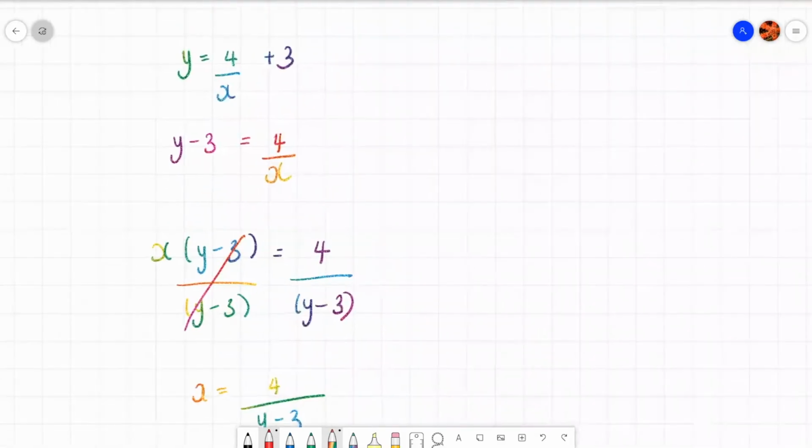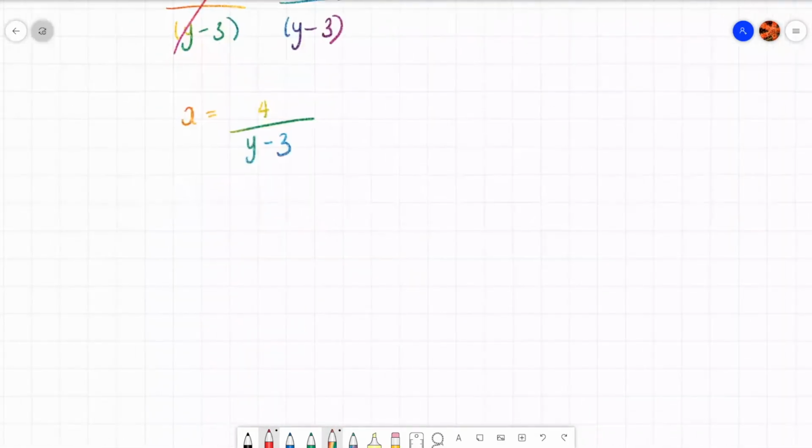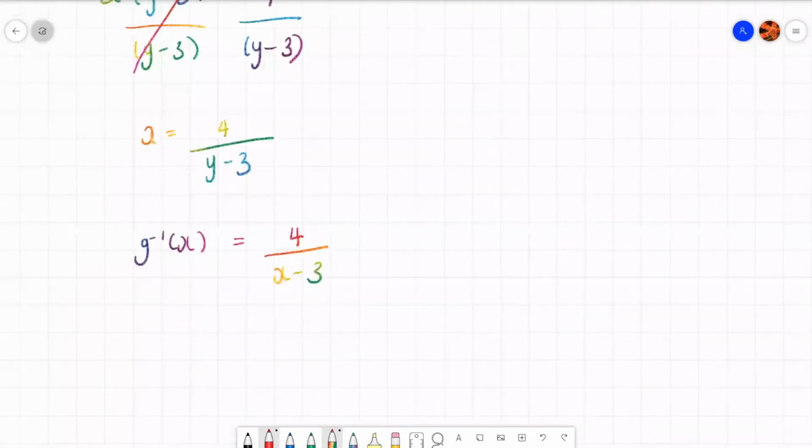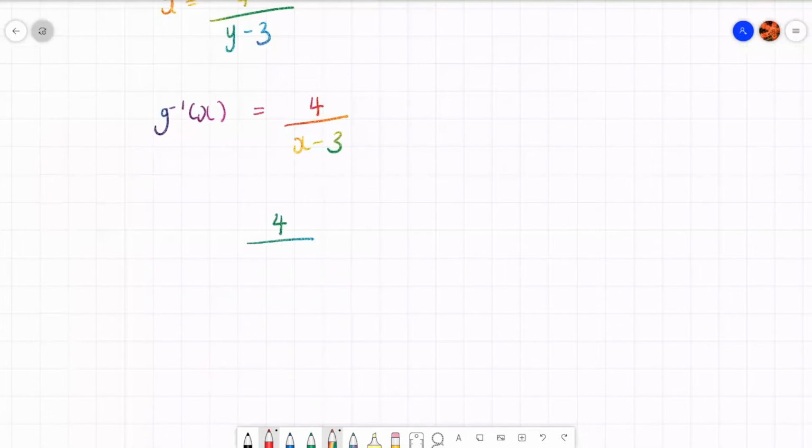Remember, this time our function is g of x, so that's going to be g minus 1 of x, the inverse, equals 4 over x minus 3. Now, we need g minus 1 of 1, so we need to replace the x with 1. So 4 over 1 minus 3. 4 stays at the top. Now, 1 subtract 3 is minus 2. Now, I can do 4 divided by minus 2. The answer is minus 2. And there we are. So that's how you work out inverse functions in maths.